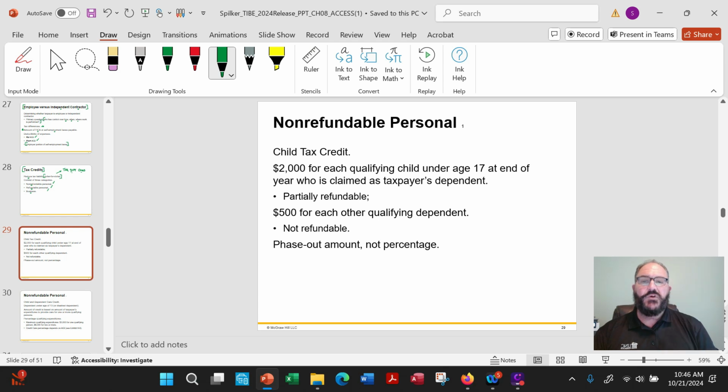Okay. First, non-refundable personal. An example of that would be the child tax credit. So it's $2,000 for each qualifying child under the age of 17, and they're your dependent. Notice this is partially refundable. Partially refundable. Okay. $500 for qualifying dependent. These are non-refundable. And by the way, there's a phase-out amount, not a percentage.